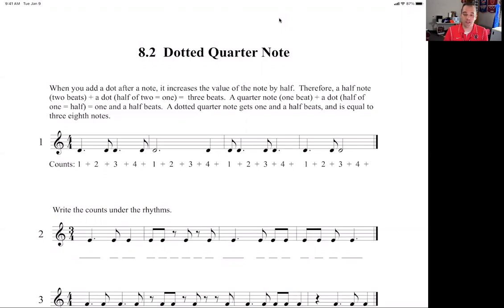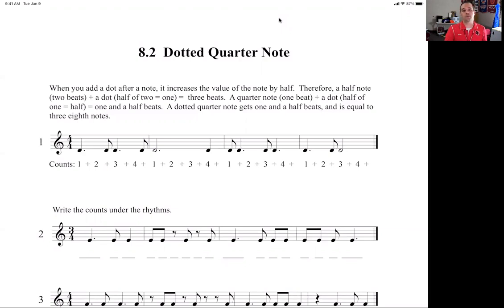Today, we are going to be talking about dotted quarter notes. These are things that we've all seen before, and honestly, you probably know how these work intuitively, but we're just going to talk through it and make sure that we really understand how to count them and write in the counts when we're using dotted quarter notes.